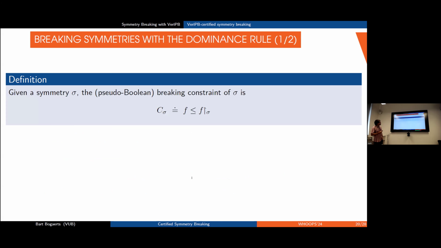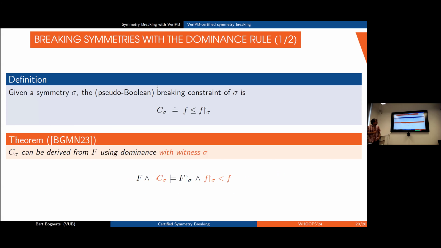This is where the dominance rule comes in. And remember, this is the symmetry breaking constraint. With the dominance rule, it becomes quite easy. Namely, you can just derive this with the symmetry as a witness. And what you need to show is this: for a dominance, if you have an assignment that satisfies your formula, and your symmetry breaking constraint is not satisfied, then after applying sigma, the formula will be satisfied, and it's strictly improving. Now, the fact that this is not satisfied and it's strictly improving, if you look at the definition of what the symmetry breaking constraint was, that's exactly the same. This here is just a negation of that. So this is just a straightforward application of dominance.